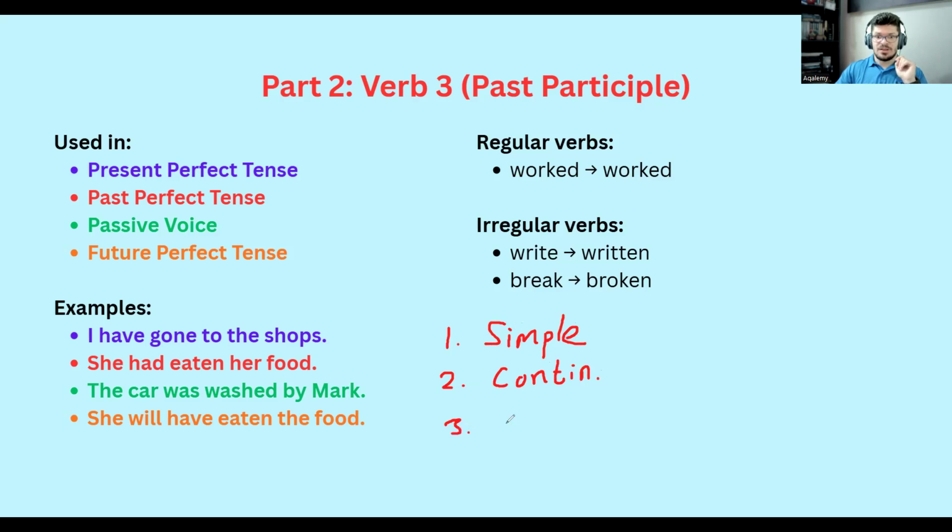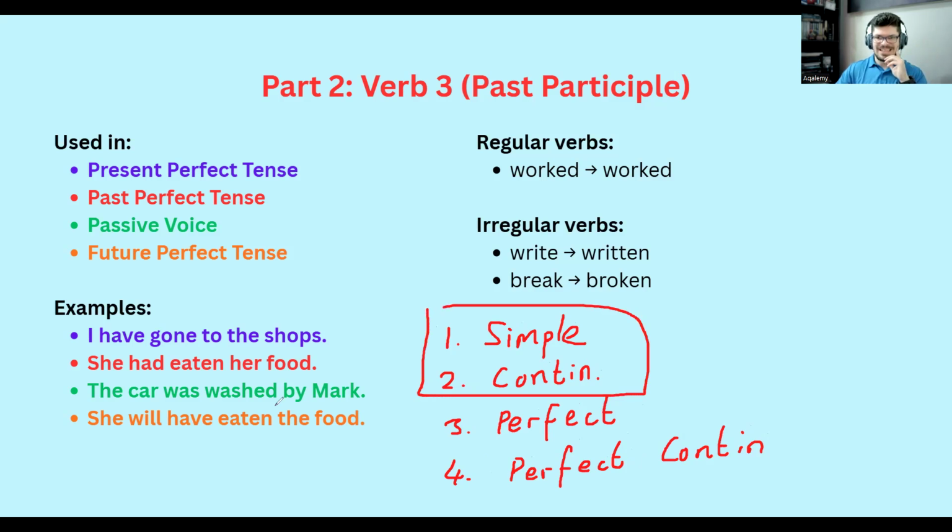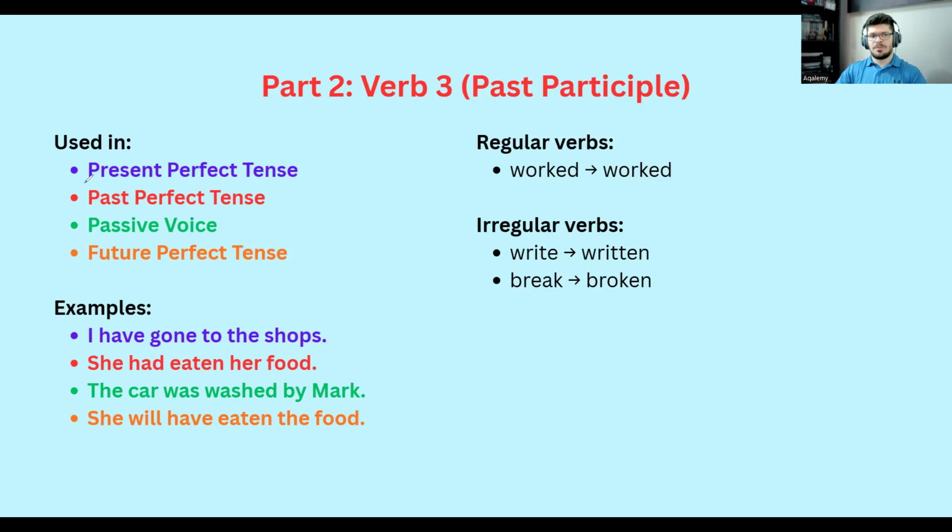Number 3 is this one. It is perfect tense. This one can be difficult to understand. Number 4 is perfect continuous. Many people don't speak in this tense. The common ones are these 2 options. So let's look at the situation. It will make present perfect tense, past perfect tense. It changes active voice to passive, future perfect tense.